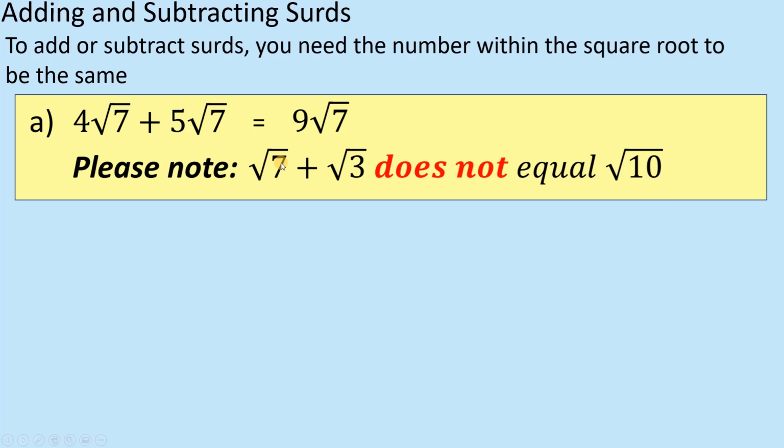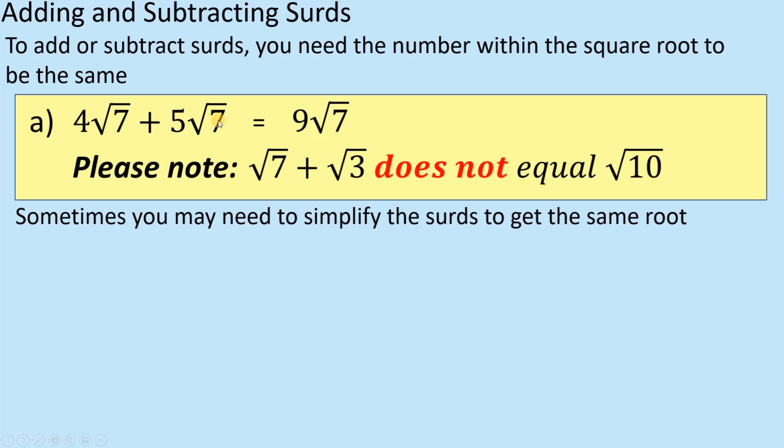Again, because we don't really know what root 7 is, and we don't really know what root 3 is, but it certainly is not root 10. By all means, you can try it with a calculator. I promise you, this is not the same thing. We can only bring together surds if the surds are both the same. Sometimes you need to simplify the surd to get the same root.